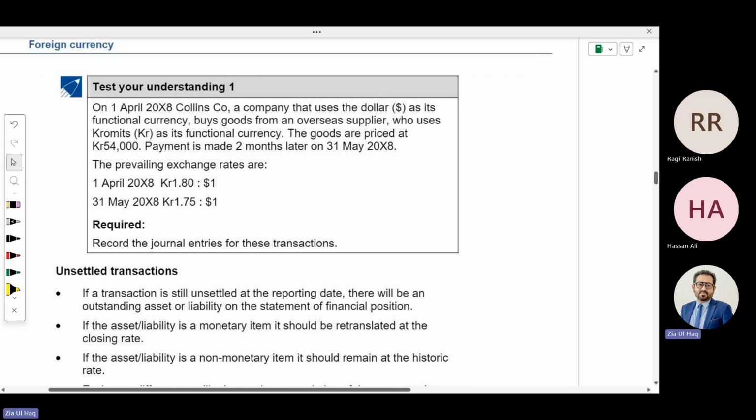On 1st April 2008, Collins company, a company that uses the dollar as its functional currency, meaning your home currency is dollar.